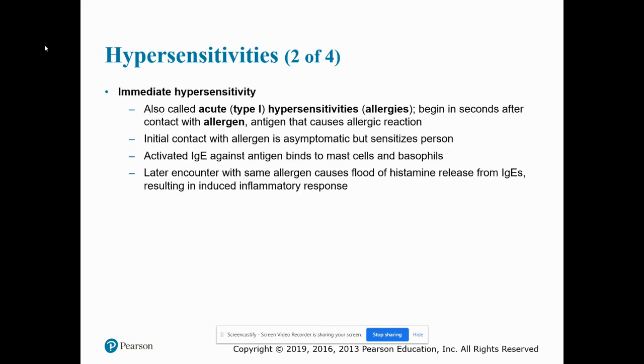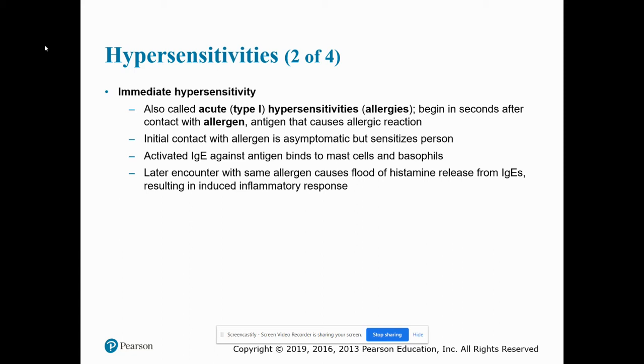Immediate hypersensitivity is also called acute or type 1 hypersensitivities or allergies. They begin within seconds after contact with an allergen, and the allergen is just the antigen that's causing the allergic reaction. Now, the initial contact with that allergen is asymptomatic, but it sensitizes the person. So let's say, for example, you've decided you want to try new foods with your child, and you give your child something like peanut butter. Well, let's say the child is going to be allergic to peanut butter. So the first time, all it's going to do is actually sensitize your child to peanut butter, but the child's not going to have an actual reaction.